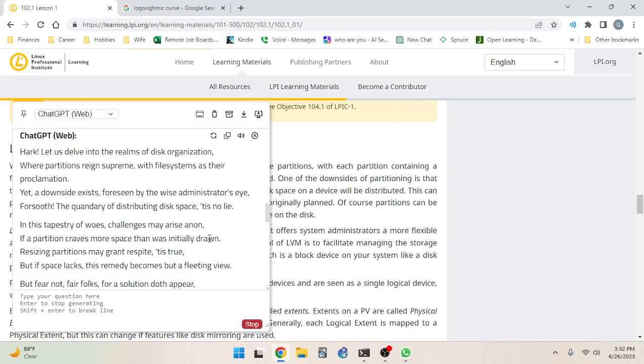Hark! Let us delve into the realms of disk organization, where partitions reign supreme, with file systems as their proclamation. Yet a downside exists, foreseen by the wise administrator's eye. Forsooth, the quandary of distributing disk space, 'tis no lie. In this tapestry of woes, challenges may arise anon. If a partition craves more space than was initially drawn, resizing partitions may grant respite, 'tis true. But if space lacks, this remedy becomes but a fleeting view.